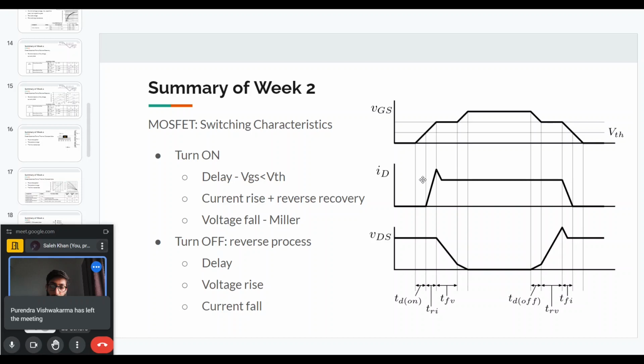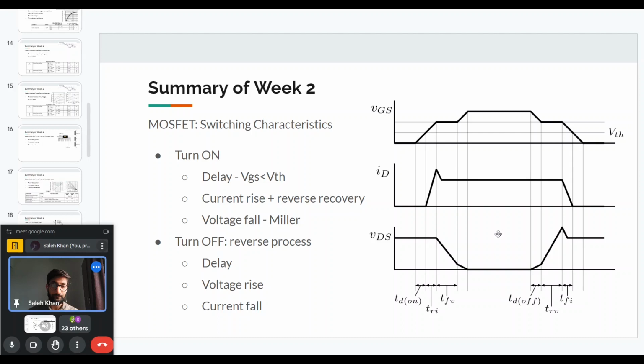Then once the drain source voltage is almost zero, the gate source voltage will again rise to the full gate source voltage that we have given to the device, and the drain source voltage will fall to the on state voltage, which is the on state current times the RDS on of the device.